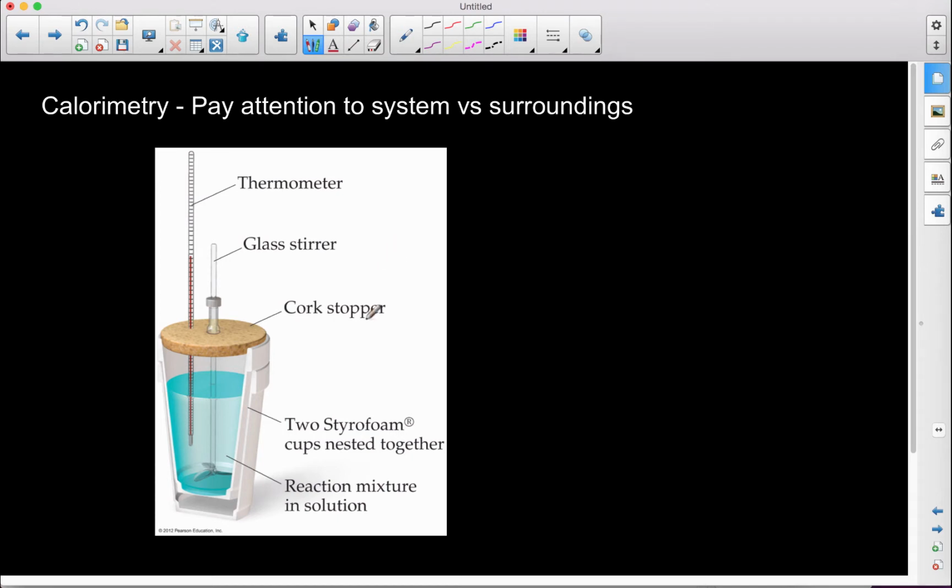So important things to note here, right? Thermometer. Calorimetry, or delta H, is what? Heat, right? Where heat is the exchange of energy resulting in a temperature change, right? Which means that obviously we're going to have a thermometer, because a thermometer is what's going to help us to quantify the amount of heat exchanged, okay?